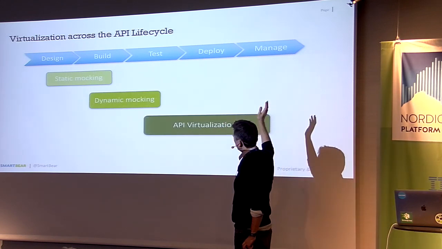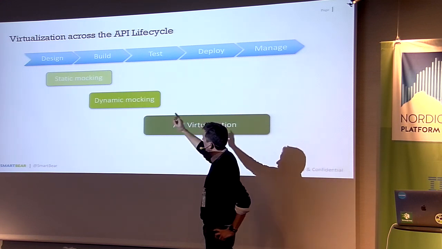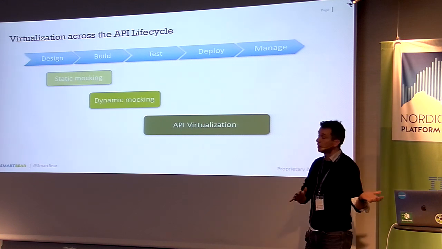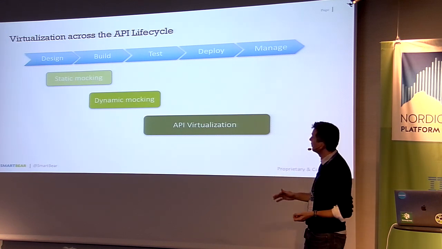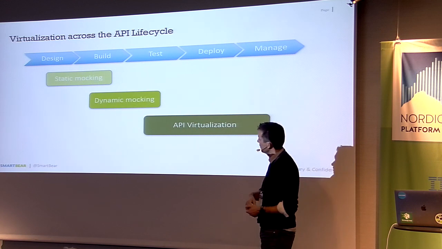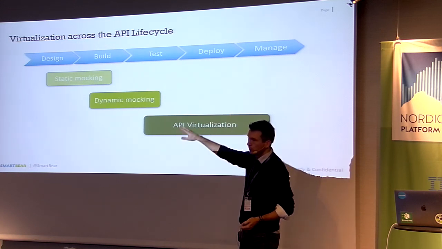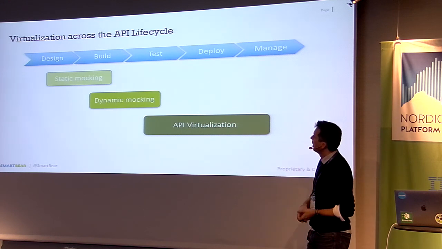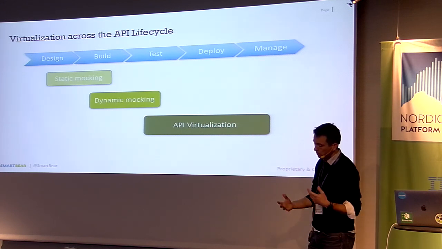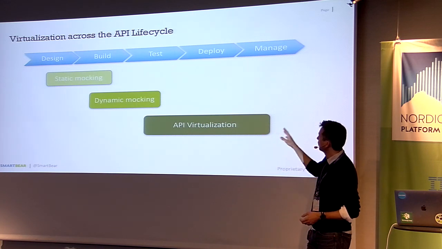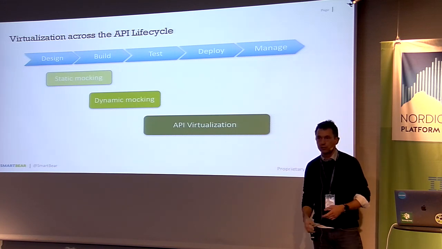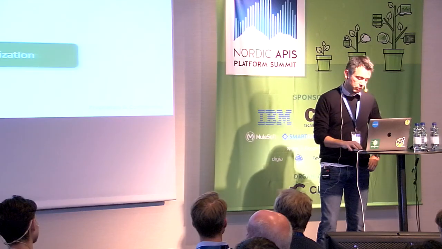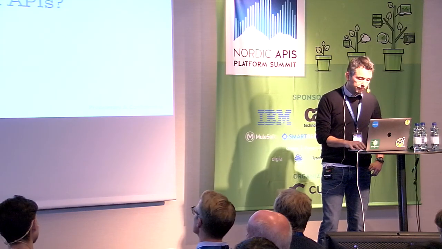So if we look across the API lifecycle: design, build, test, deploy, manage. I'm sure there are other versions of that. We see that static mocking really provides value early on in the lifecycle, during the design and build phase. Once you start testing, although I'm sure you all do this all at once, iteratively, dynamic mocking is more valuable because you want a little bit more intelligence in your mocks. Then as you go into test and deployment, API virtualization can really be of great help to achieve your goals with your APIs.